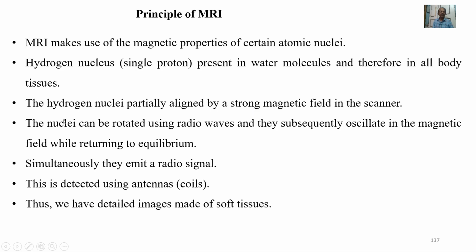The nuclei can be rotated using radio waves, and they subsequently oscillate in the magnetic field while returning to equilibrium. Simultaneously, they emit a radio wave, a radio signal. This is detected using antennas, which we call coils. Thus, we have detailed images of soft tissues.